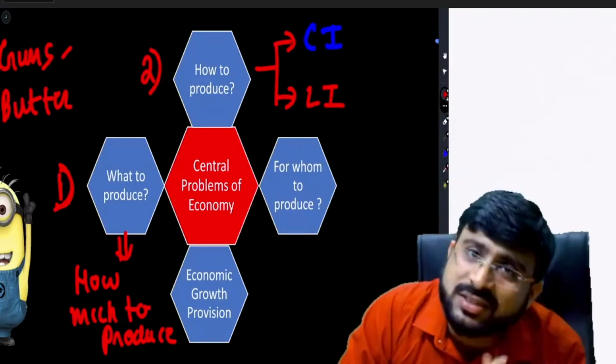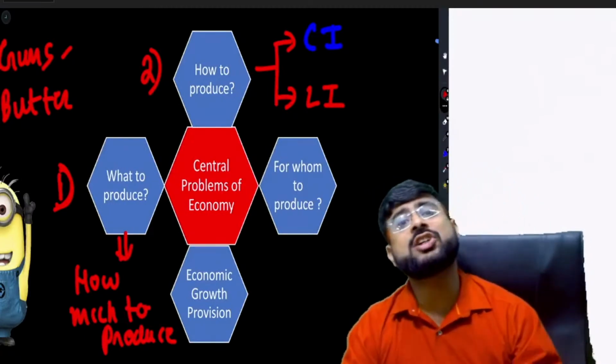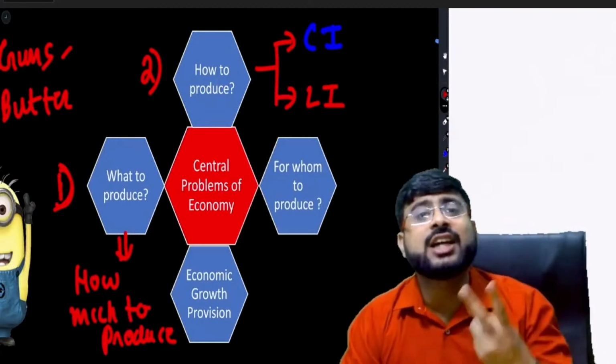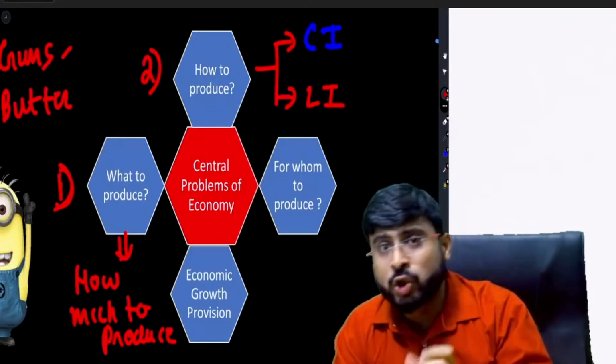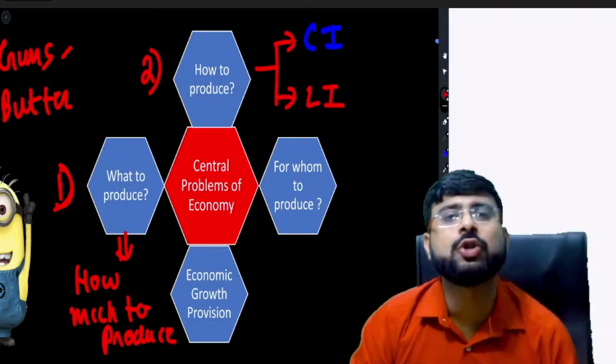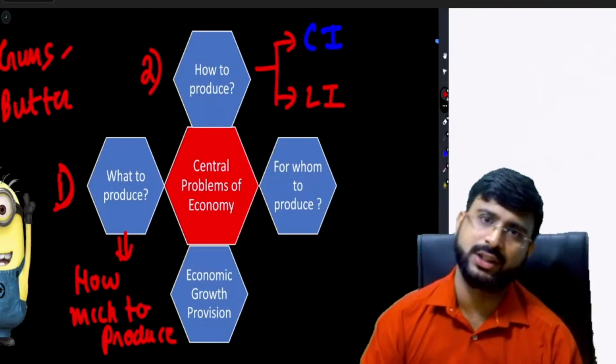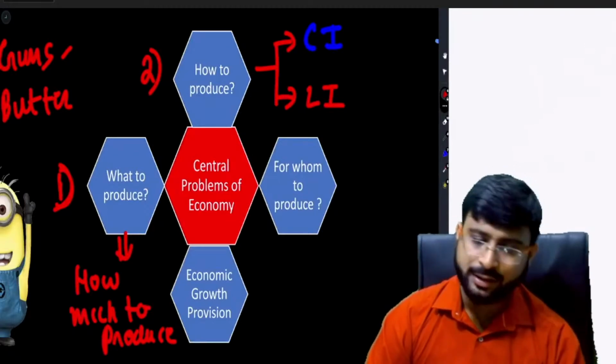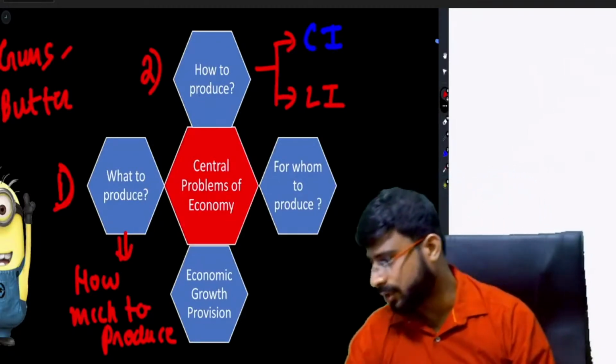I am just discussing the second problem. The first problem was deciding what to manufacture. The second problem is how to manufacture. Should we rely on the labor force, or should we rely on machine oriented technology? That is the second problem in an economy.